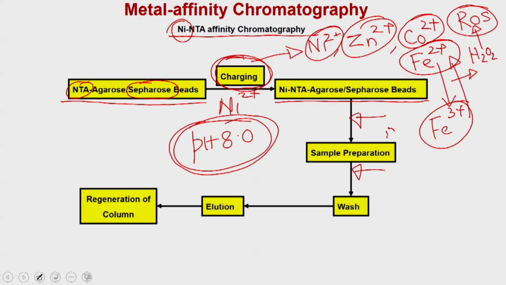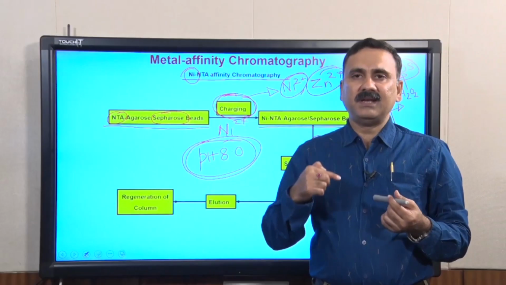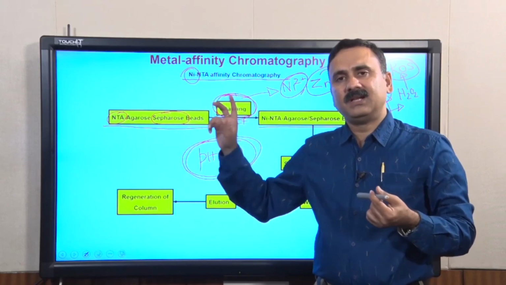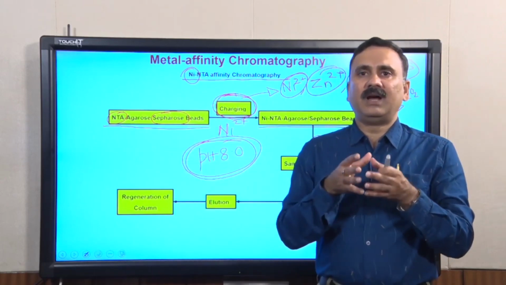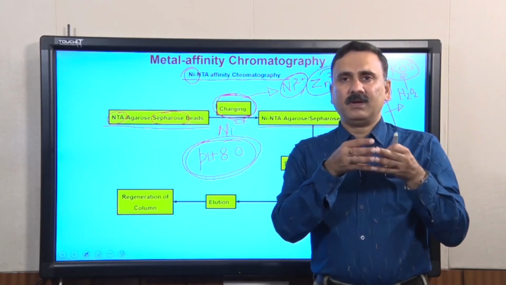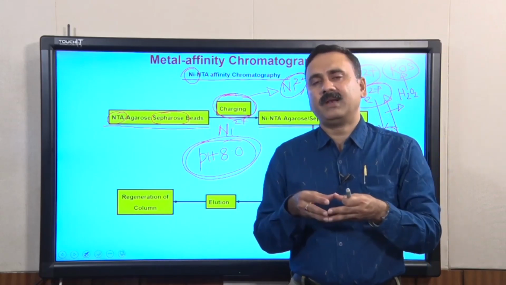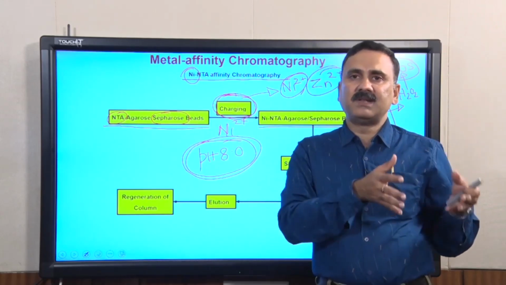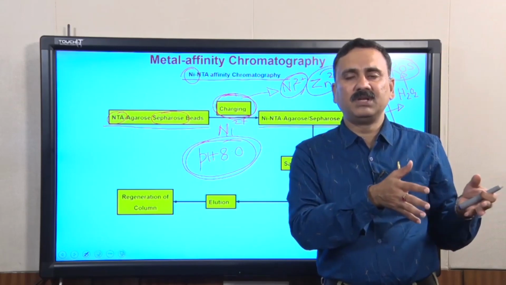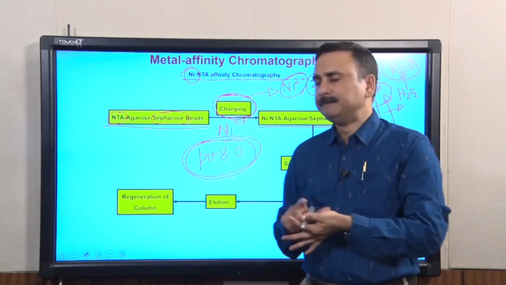The sample is going to bind to the beads, and the protein which contains the histidine tag. So, just like the GST tag, you are going to have the histidine tag present on the protein simply by recombinant technology. Either the histidine tag will be present on the N terminus or on the C terminus.